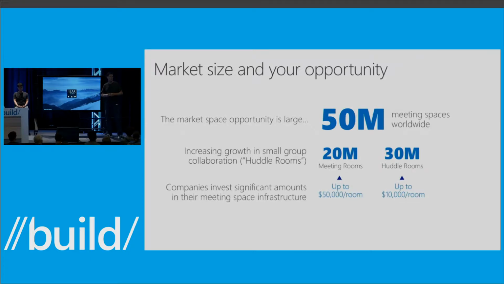Corporations are spending a lot of money on these meeting spaces. So for a conference room, some of them are spending up to $50,000 to buy all the peripherals that they need to outfit this conference room to work for their situation. And for the small ones, they're spending up to $10,000 to buy peripherals for it. So guys, there's an opportunity here for you guys to make money, okay?